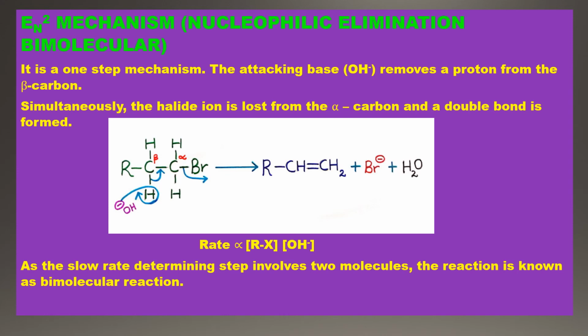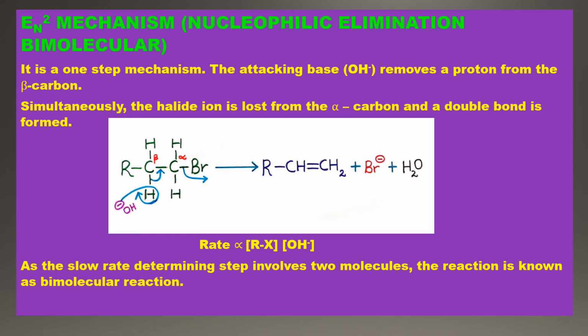So now look at the product being formed. R, C, there is hydrogen. So RCH, double bond is being formed. C, 2 hydrogens are there, that is the alpha carbon, CH2, plus Br minus plus H2O. Okay, so here also an alkene is being formed. Okay, students. So it occurs in only one step. Hence we call it a one-step mechanism.